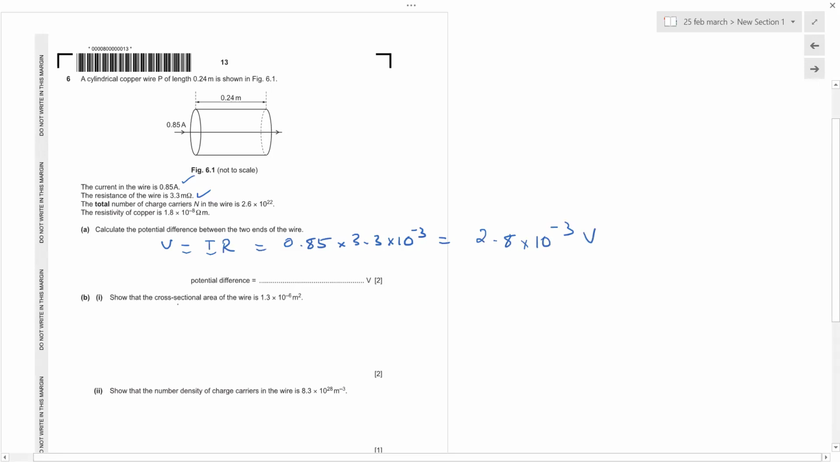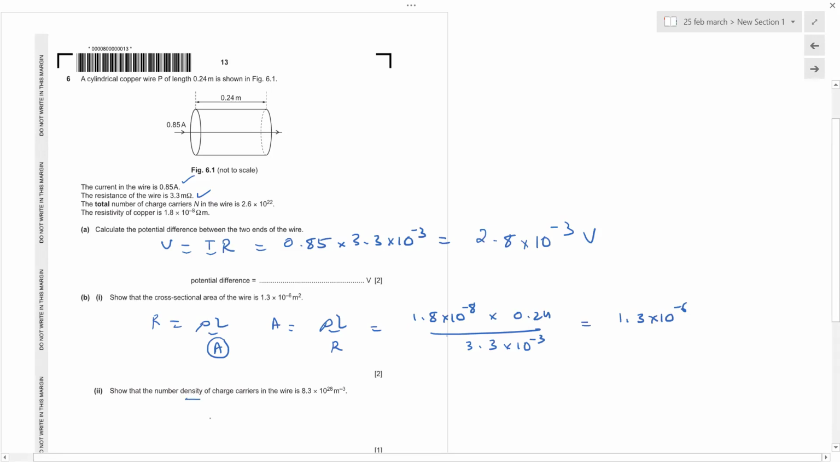Show that cross-sectional area. Okay, so R equals rho L over A. So we have to find out A, that would be rho L over R. Rho is going to be 1.8 exponent minus 8. That's given. Length is 0.24 over resistance is 3.3 exponent minus 3. So 1.3 exponent minus 6 is the area.